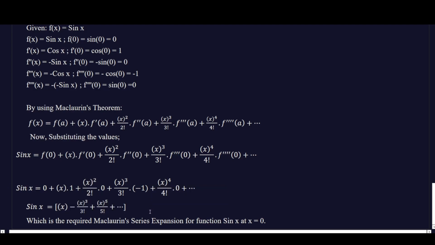The required expression for sin x using Maclaurin series expansion is x minus x cube upon 3 factorial plus x raised to the power 5 upon 5 factorial plus dot dot dot and so on, which is the required Maclaurin series expansion for the function sin x at x equals 0. Thank you.